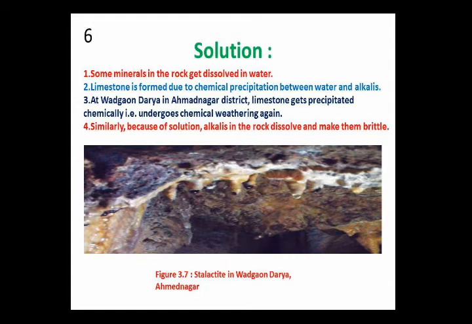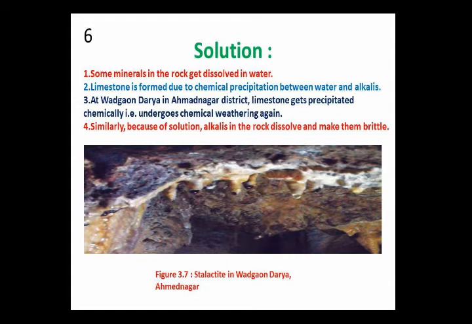Second, solution. It is also part of chemical weathering. Some minerals in the rock get dissolved in water easily or over time. Limestone is formed due to chemical precipitation between water and alkalis. For example, at Vadgaon Darya in Ahmednagar district. Don't forget the location where chemical weathering is common. Limestone gets precipitated chemically, that is, it undergoes chemical weathering again, and similarly because of the solution, alkalis in the rock dissolve and make them brittle. Here a figure is given: the stalactites in Vadgaon Darya, Ahmednagar. Stalactites are like pillars forming from the top downward. See clearly in that figure.